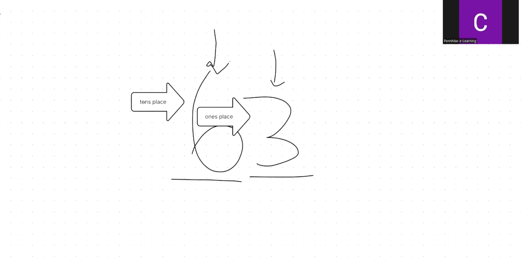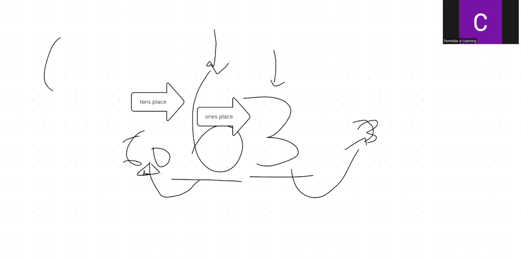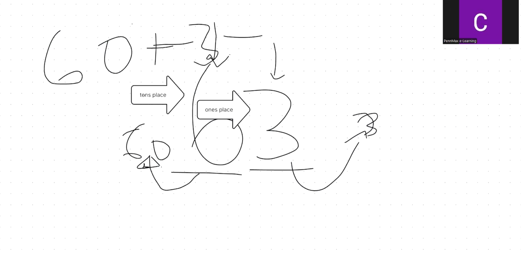The 6 has a value of 60. And 3 is just a value of 3. As you guys say, 60 plus 3 equals 63. Exactly. So that's the value of place. So this is place value part 1.